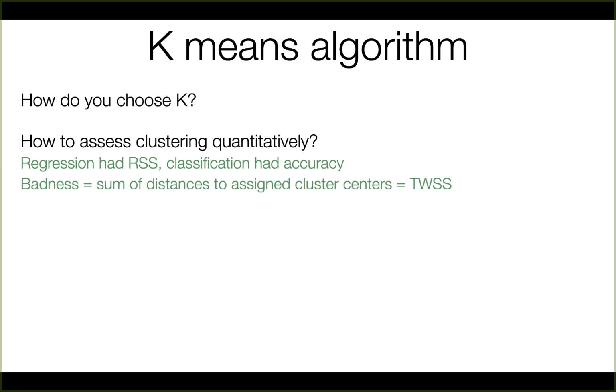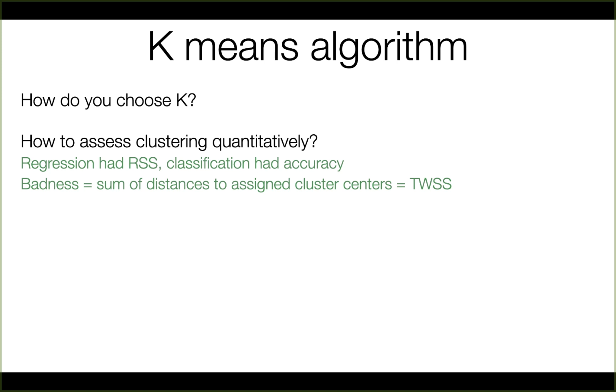For clustering in the k-means algorithm, the badness that we're looking at is the sum of distances to the assigned cluster centers. So you go to every point, you look at the cluster center that it's been assigned to, you look at the distance between those two, and then you add that up for every single point in the data set. We'll refer to this as the TWSS, or the total within sum of squares, because we're only looking within those individual clusters.